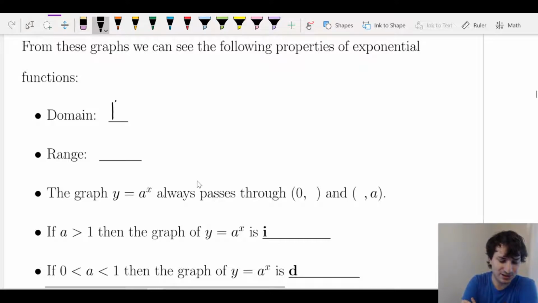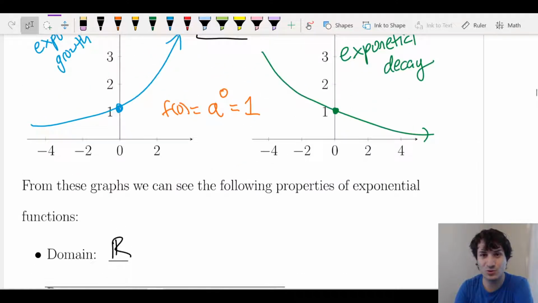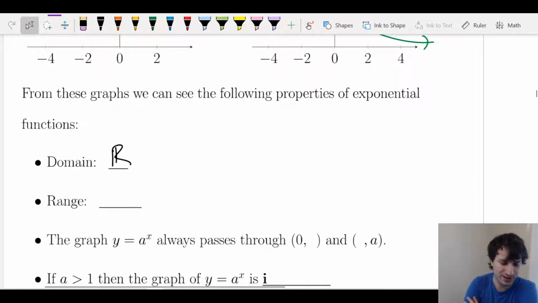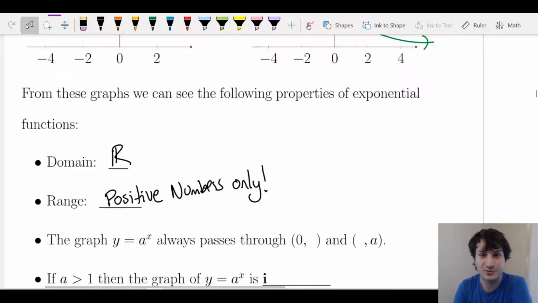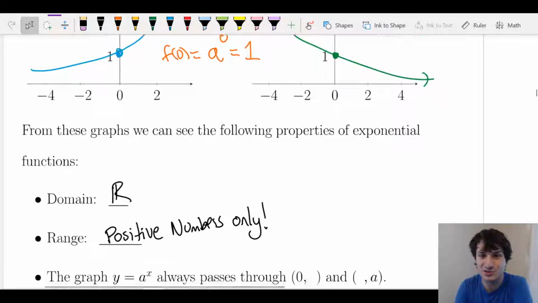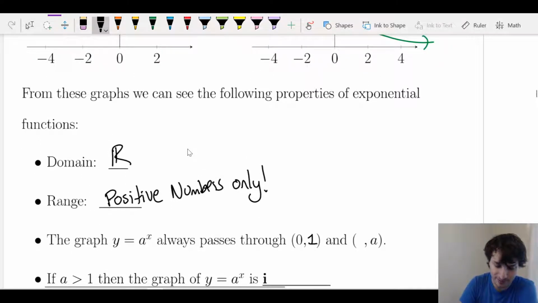So the domain is all numbers. You can do any power you want. The range is only positive numbers. So the range is positive numbers only. This one I already mentioned: the graph always passes through (0, 1). So f of 0 is always 1.